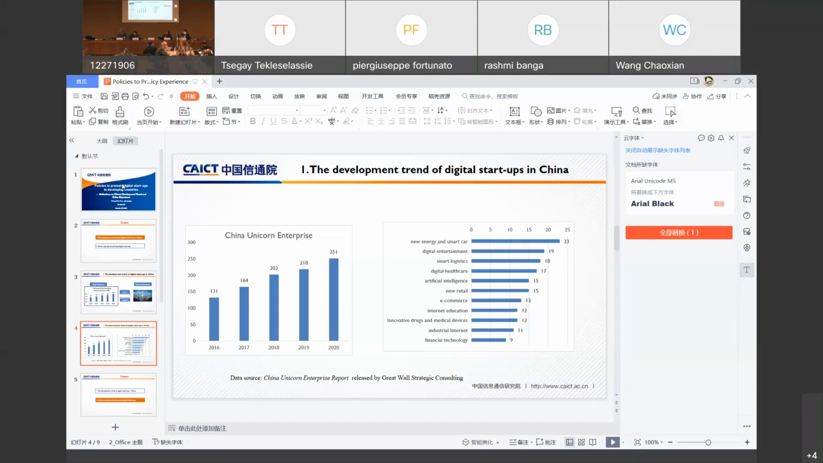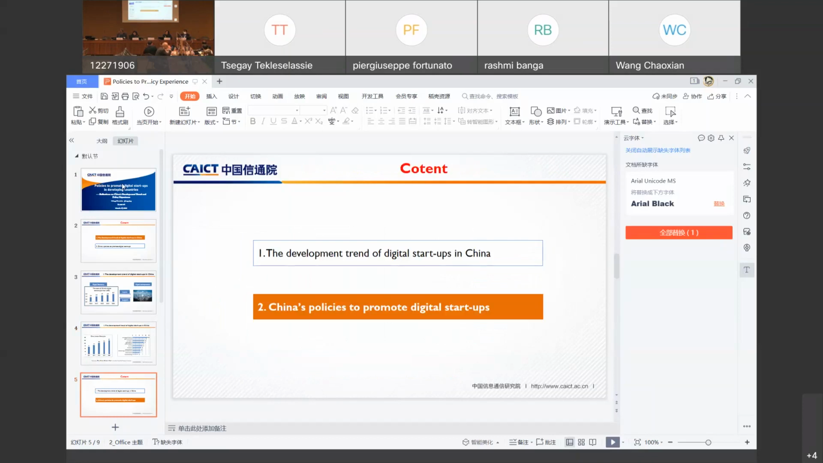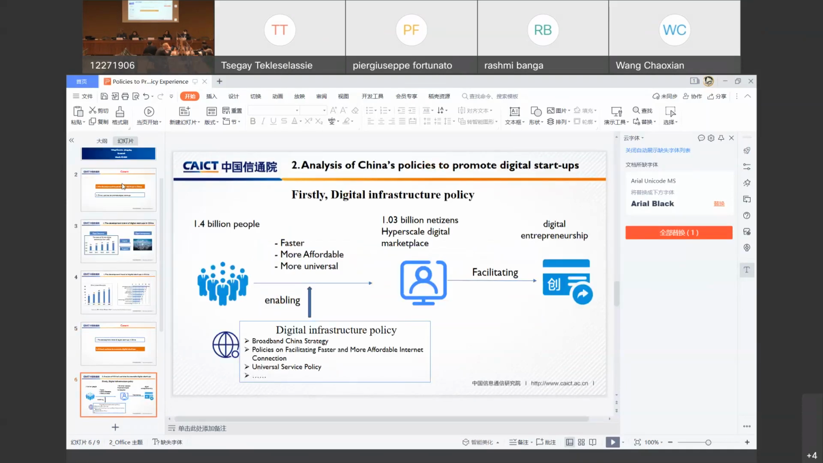So let's go to the second part. Analysis of China's policy to promote digital startups. There are complex economic and social reasons behind the rapid emergence and growth of digital startups in China. Although there are no policies directly focused on digital startups, China has a wealth of mass entrepreneurship and innovation policies that promote entrepreneurial activities.